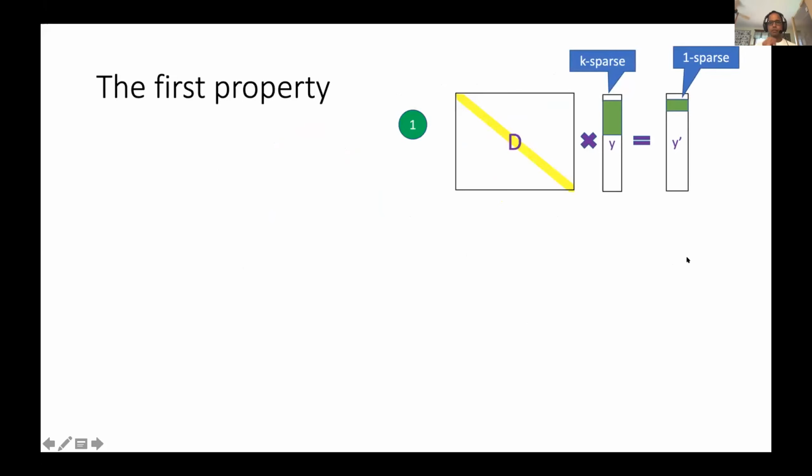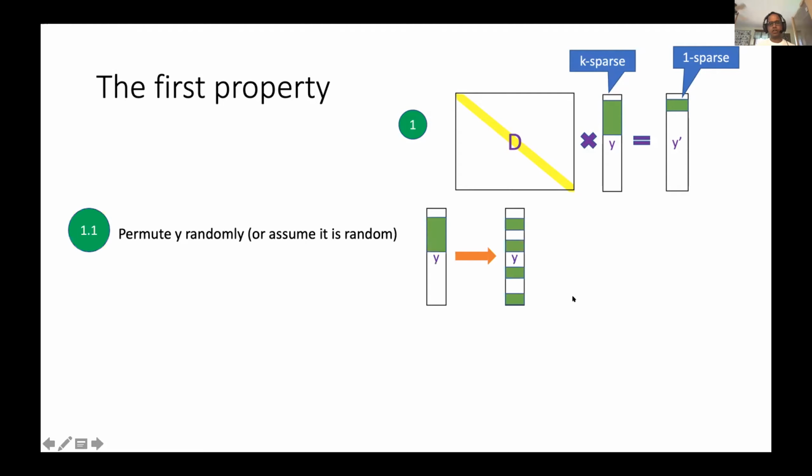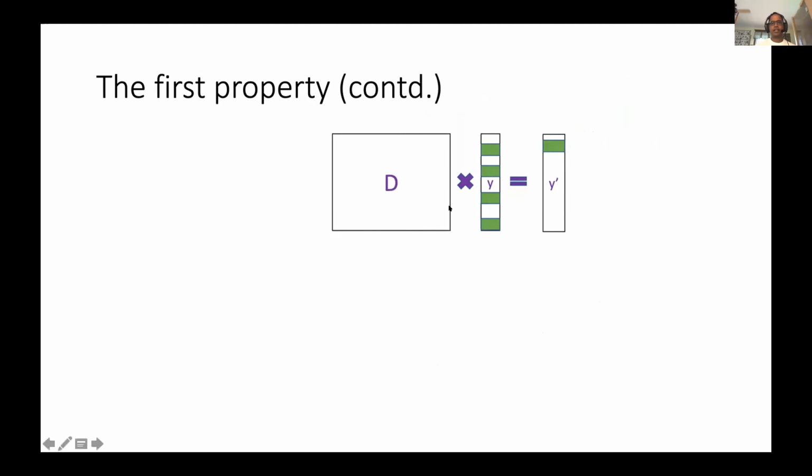So let's look at the first property, and let's make an assumption first. Let's assume that magically you're able to randomly permute y, or maybe the support of y itself is random to begin with, so it's not worst case. So all your non-zero entries spread out nicely. So we are now in the case where the non-zero entries of y are spread out, and from that you want to come up with a one sparse thing.